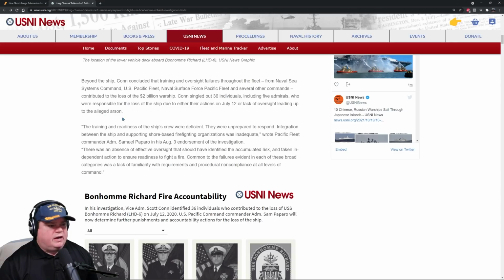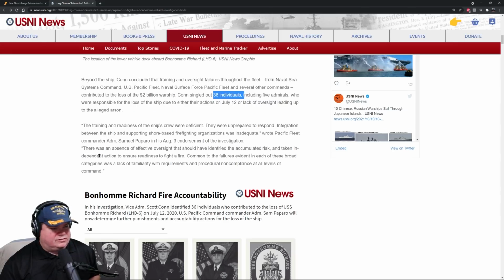Beyond this ship, Kahn concluded that the training and oversight failures throughout the fleet, from Naval Sea Systems Command, U.S. Pacific Fleet, Naval Surface Force Pacific Fleet, and several other commands, contributed to the loss of the $2 billion warship. Oh my God, I didn't realize it was $2 billion. That's so much money. Kahn singled out 36 individuals. This is part of the big thing. Five admirals who were responsible for the loss of the ship due to either their actions or inactions or lack of oversight leading up to the alleged arson.